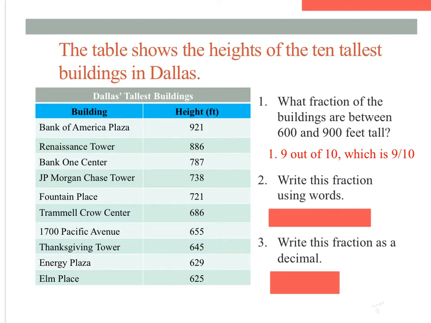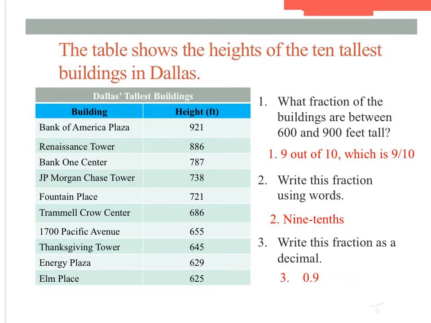How would you say this fraction using words? 9 out of 10, or 9/10. And how do I write that as a decimal? 0.9. So we see that there's 3 different things you could do. You could write it as a fraction, you could write it in words, you could write it as a decimal, and you could even write it as a percent, as you'll see later on.